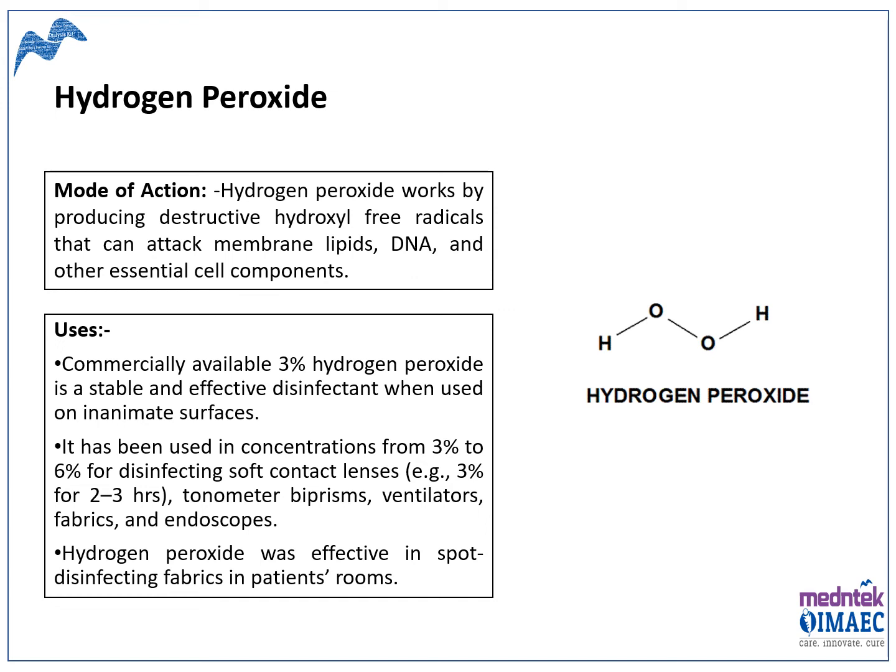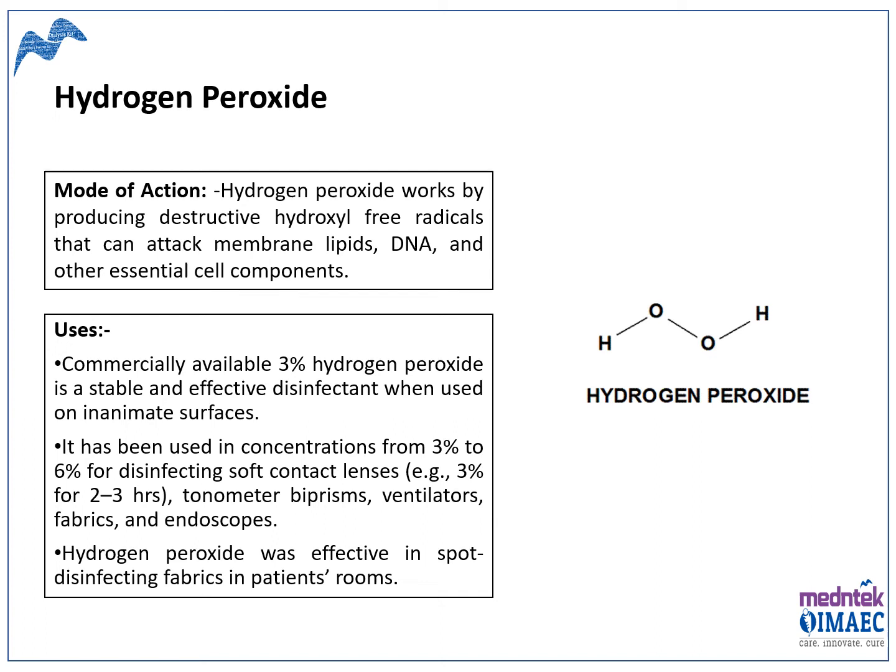Now we are looking at hydrogen peroxide. It is an oxidizing agent. H2O2: 2 hydrogen and 2 oxygen molecules. Hydrogen peroxide works by producing destructive hydroxyl free radicals that can attack membrane lipids, DNA, and other essential cell components. Usually 3% hydrogen peroxide is a stable and effective disinfectant when used on inanimate surfaces. Hydrogen peroxide is effective in disinfecting fabric in patient rooms.